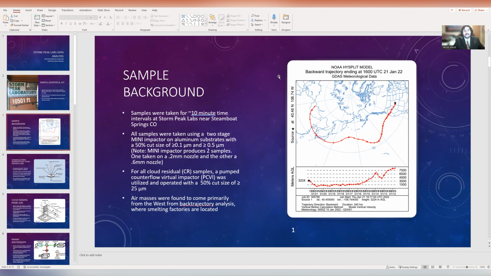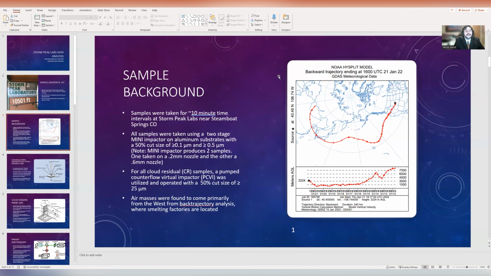All right, so a little background on our samples. Samples were taken for about 10-minute integrals at Storm Peak Labs. All the samples were taken using a two-stage mini impactor on aluminum substrates with a 50% cut size of greater than or equal to 0.1 micrometer and greater than or equal to 0.5 micrometers. Our mini impactor actually does have two impactor spots. It can produce two samples at once. One of those samples will be on a 0.2 millimeter nozzle, and the other is on a 0.6 millimeter nozzle.